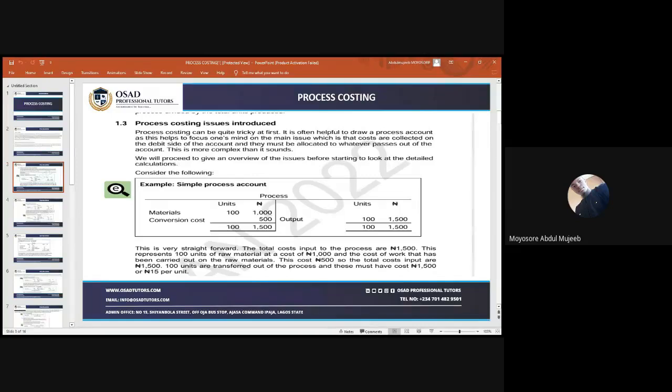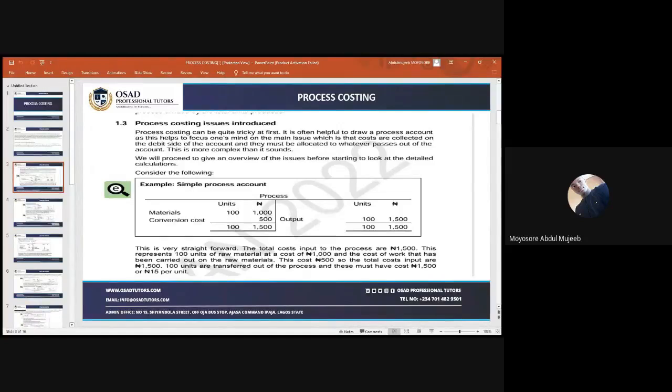Now we have conversion costs. During conversion of the raw materials to finished goods, we happen to incur the amount of 500 naira, making how much in total we used for production? 1,500 naira. 1,000 in material, 500 for conversion cost. On the output side, you can see we made 100 units of this particular item, costing us 1,500 naira.